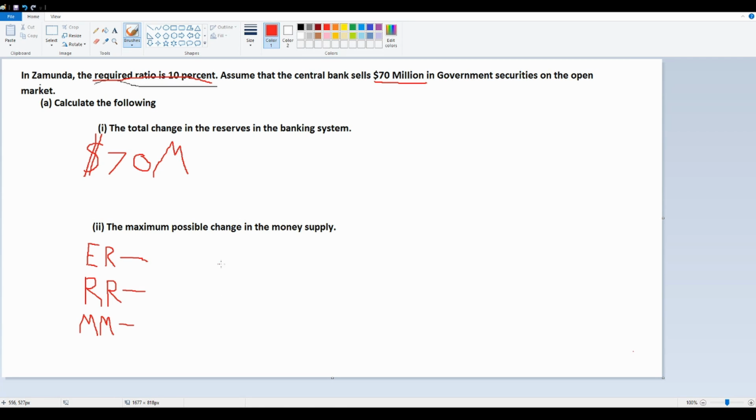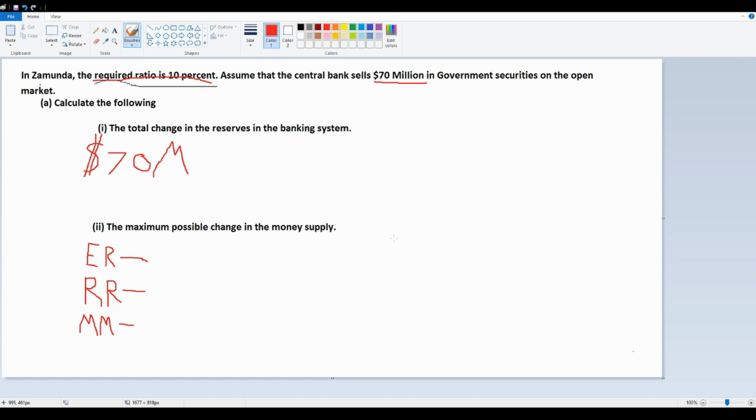Okay, for part two, we're going to be finding the maximum possible change in the money supply. Now this problem is going to take a little bit more calculations due to the fact that you're trying to find the maximum change in money supply. The formula for that is ER, which is excess reserves, times the money multiplier, which is 1 divided by your required reserve ratio, which is 0.1 for us, plus your demand deposits, which is $70 million.